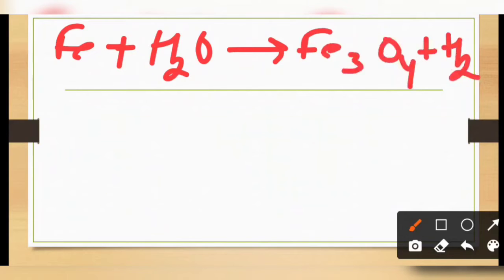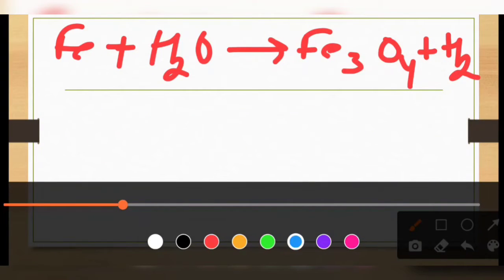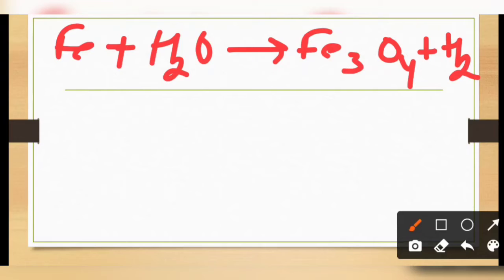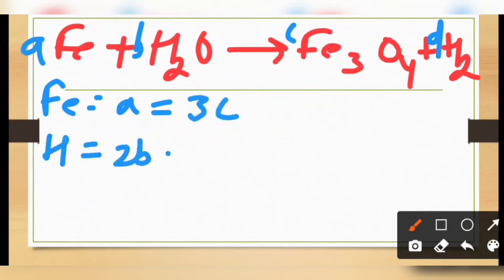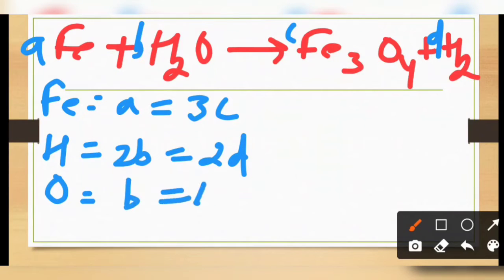So what we'll do is provide a coefficient to each symbol here: A, B, C and D. Now we'll put the equations together: Fe will be A, and that will be equal to 3C. Again hydrogen, 2B, should be equal to 2D, and oxygen, B, should be equal to 4C.